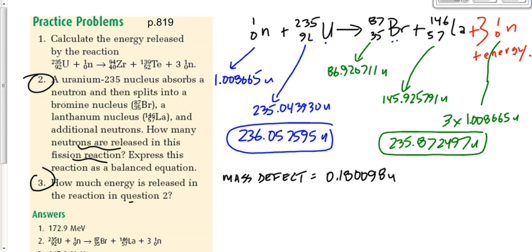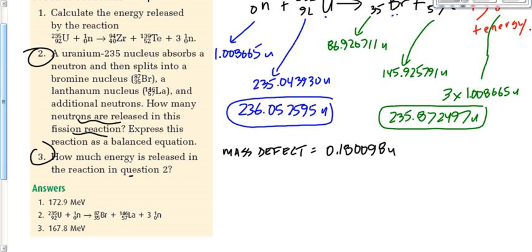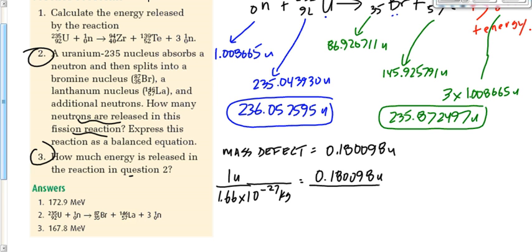All right, now we want to convert this to kilograms. So we're going to say 1 atomic mass unit is 1.66 times 10 to the minus 27 kilograms. And that conversion factor is on my data sheet. 0.180098 atomic mass units is equal to X kilograms. Solve for X. X ends up being how many kilograms there? Okay, Jacob?